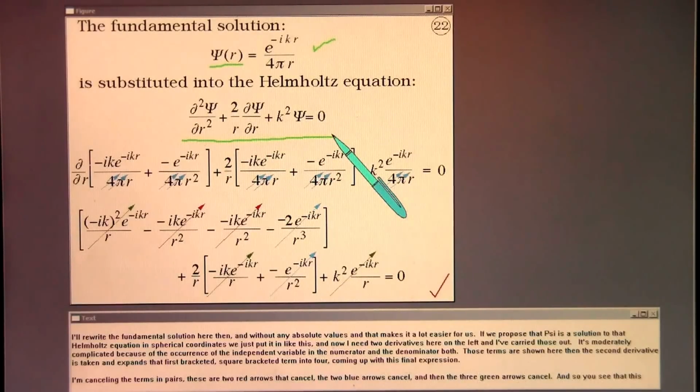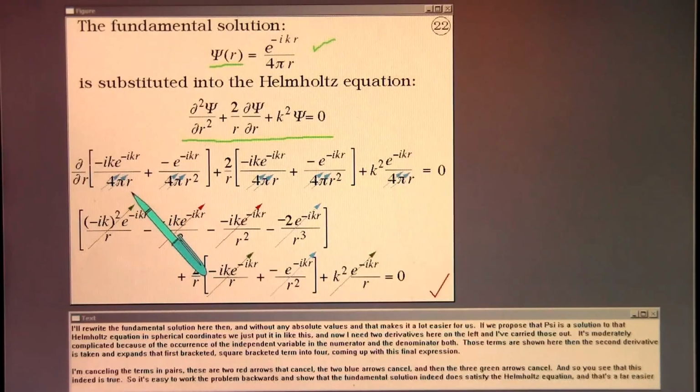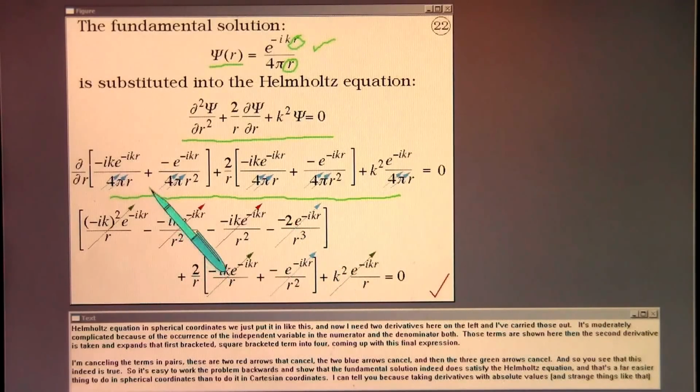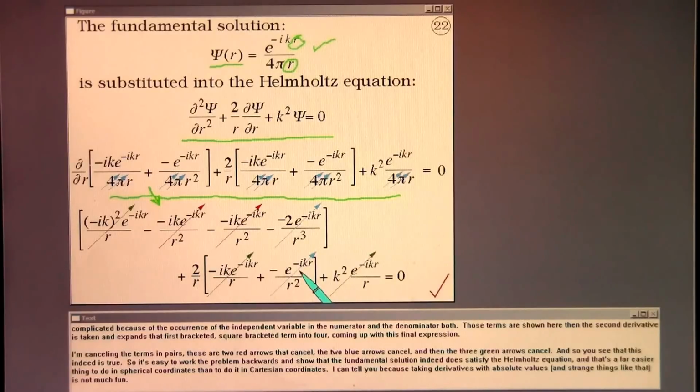And now I need 2 derivatives here on the left, and I've carried those out. It's moderately complicated because of the occurrence of the independent variable in the numerator and the denominator both. Those terms are shown here. Then the second derivative is taken and expands that first square bracketed term into 4, coming up with this final expression. I'm canceling the terms in pairs. These are 2 red arrows that cancel, the 2 blue arrows cancel, and then the 3 green arrows cancel. And so you see that this indeed is true.